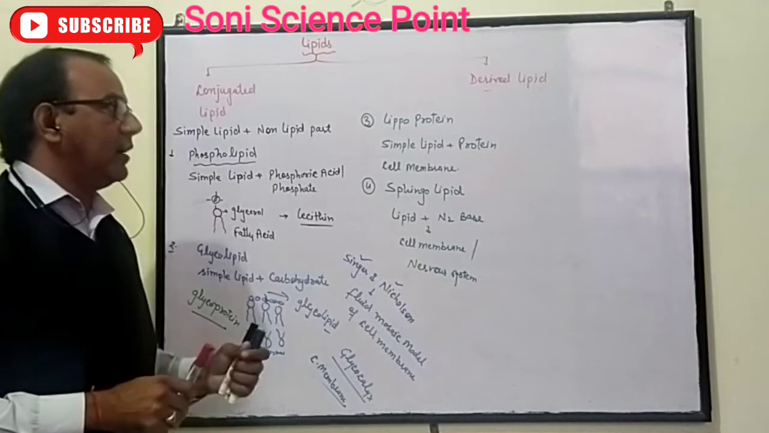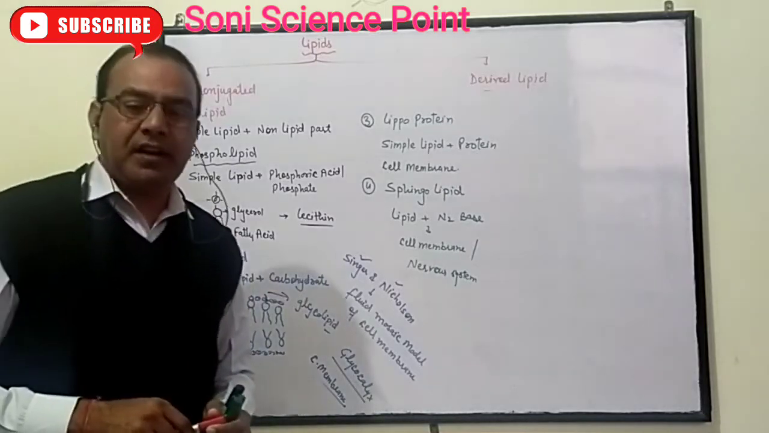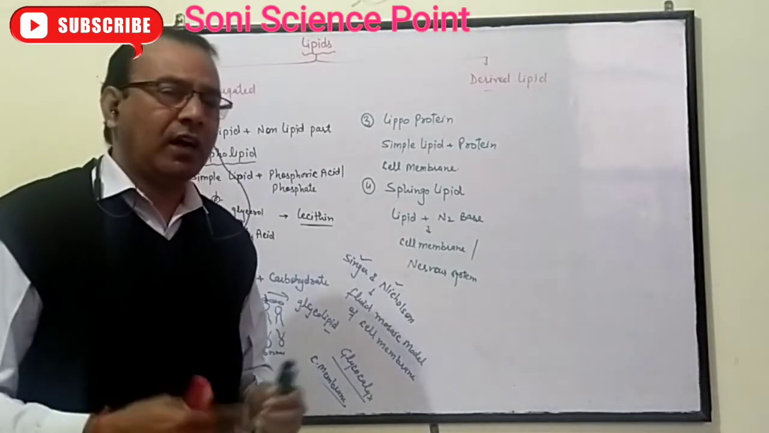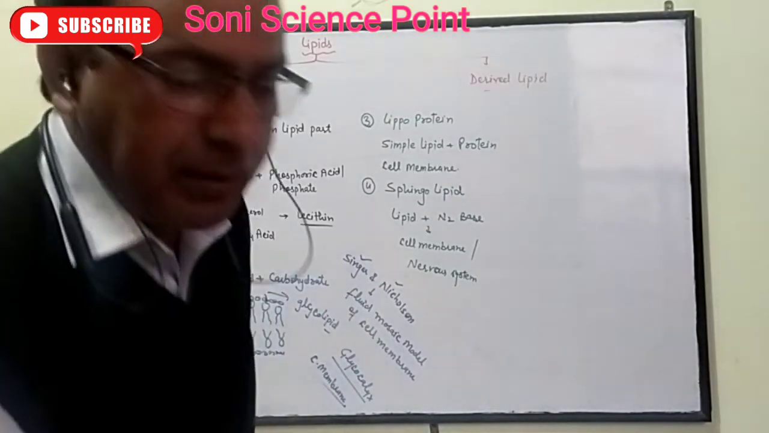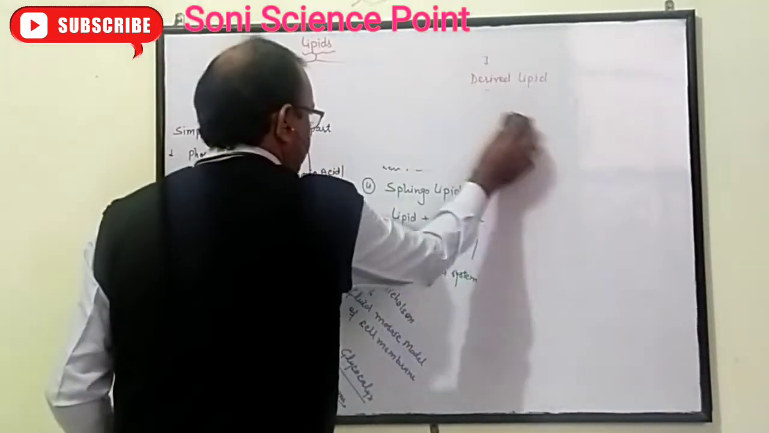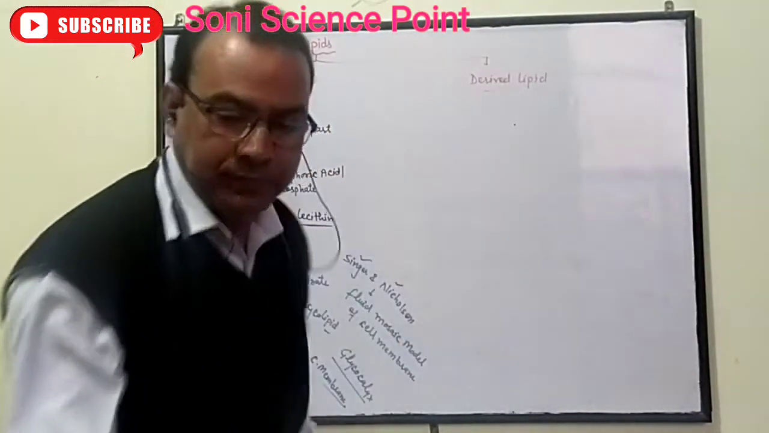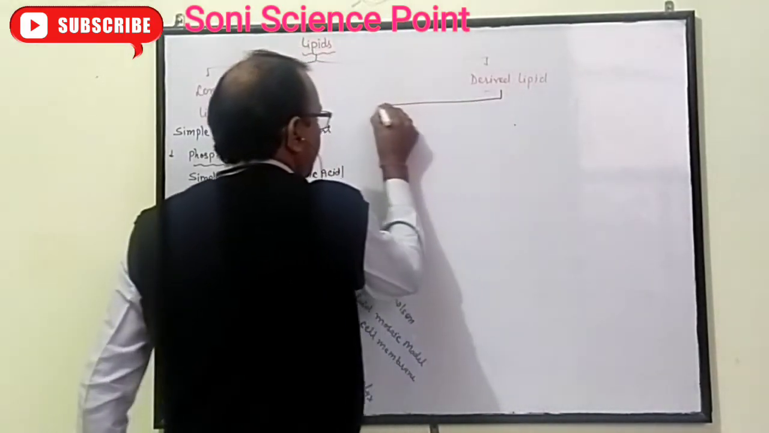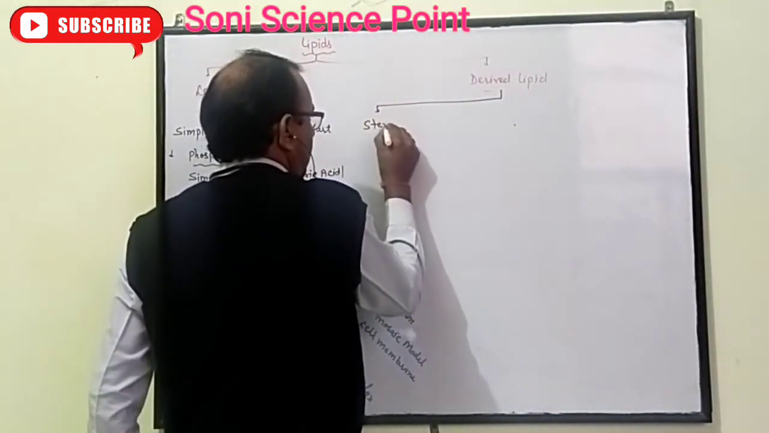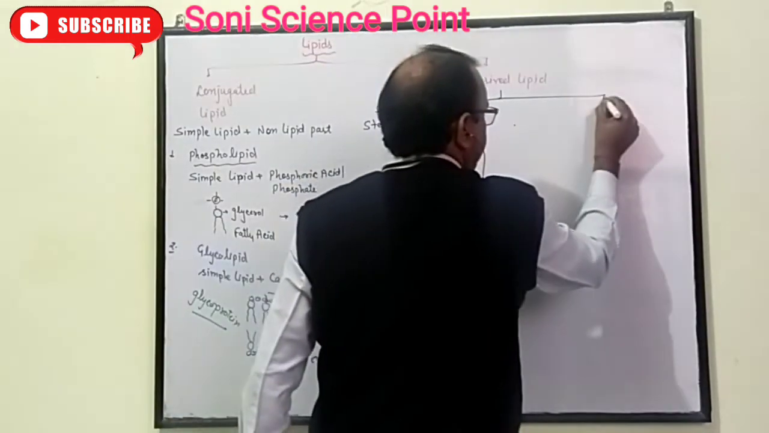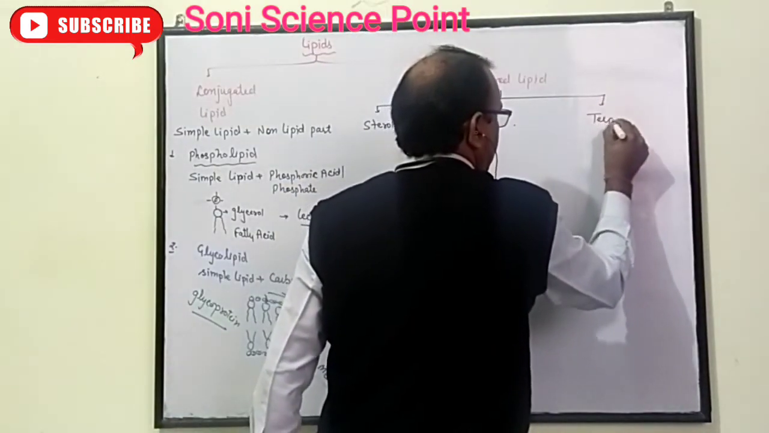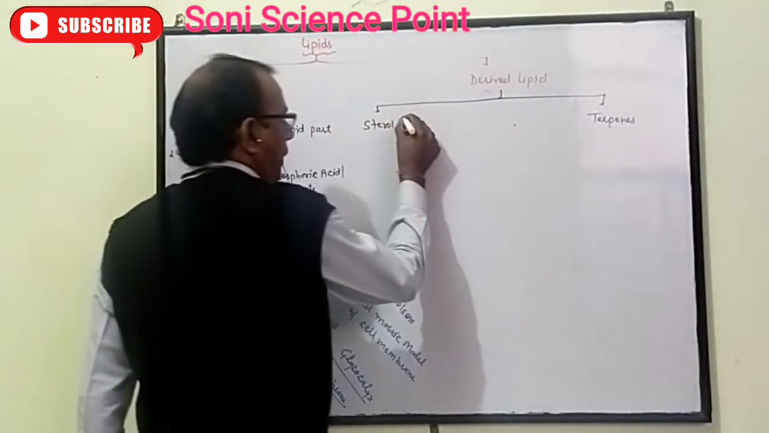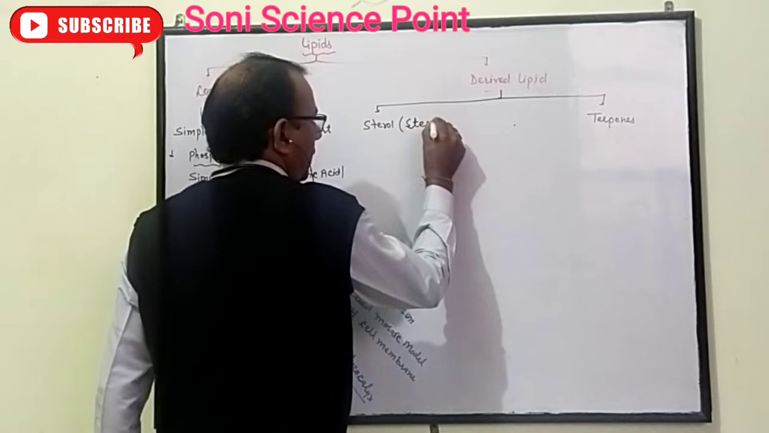The next, third type of lipid is known as derived lipid. It means this is not synthesized, it is derived from other sources. Derived lipids are of two types, sterol and terpenes. Sterol is also known as sterol alcohol.